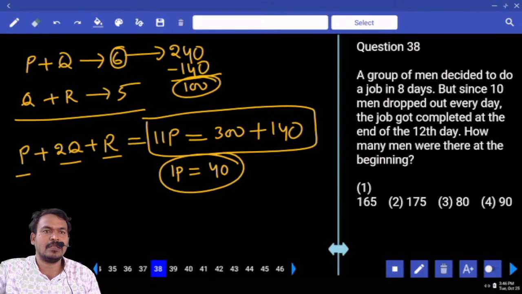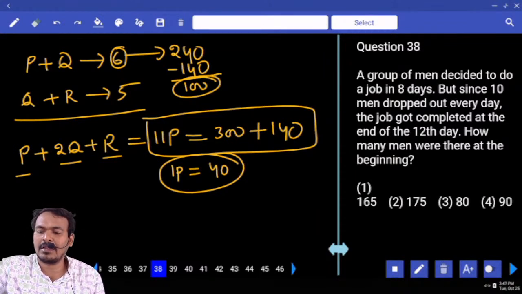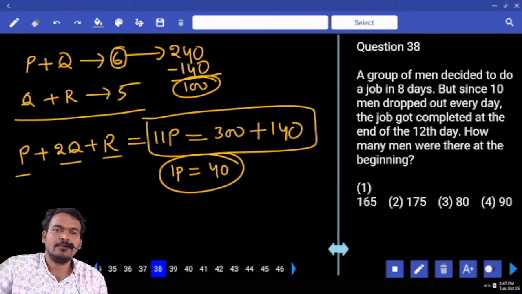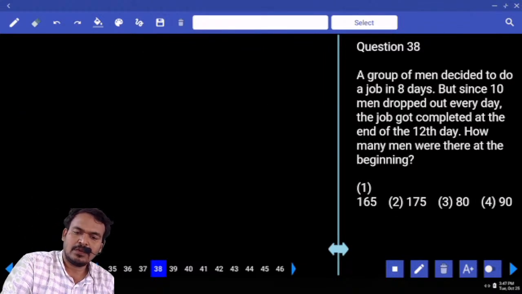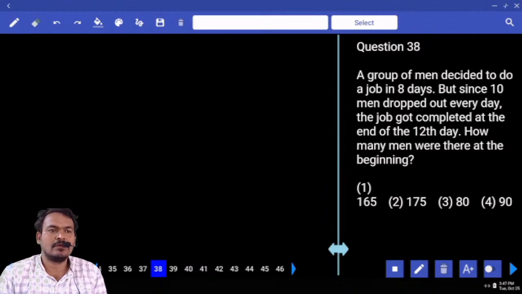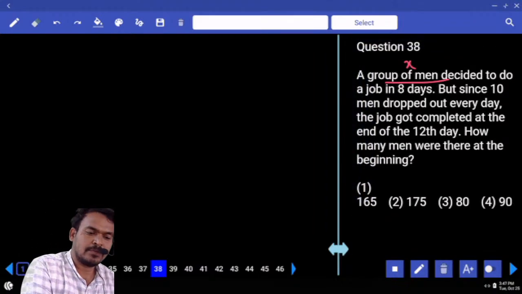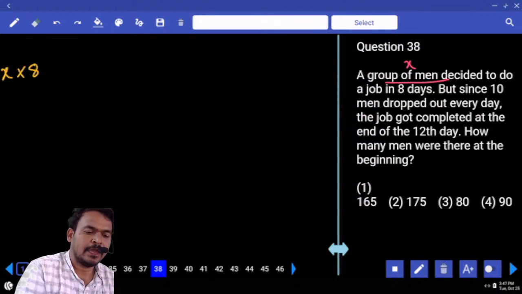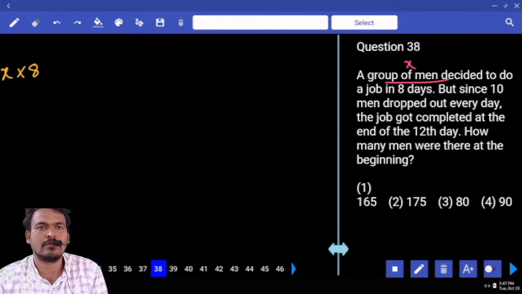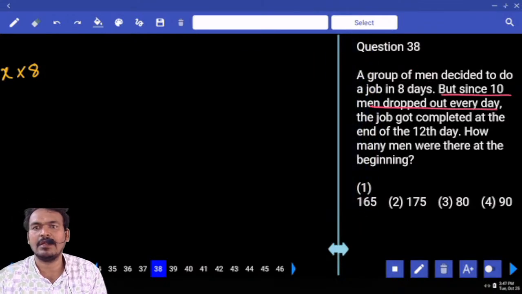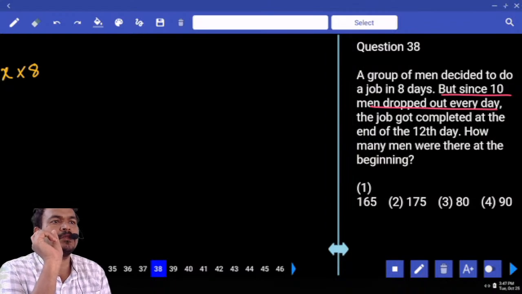Next, question number 38. A group of men decided to do a job in 8 days. But since 10 men dropped out every day, the job got completed at the end of the 12th day. How many men were there at the beginning? Okay. Actually, the total men complete it in how many days? 8 days. A group of men means we consider X, or not? X men can complete the whole work in 8 days. X into 8 is the total work, or not? Okay. But since 10 men dropped out every day, on the first day how many persons are working?